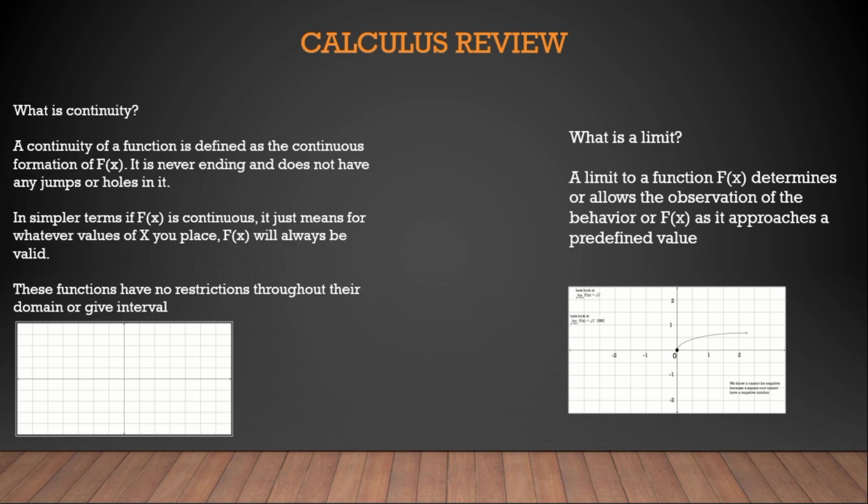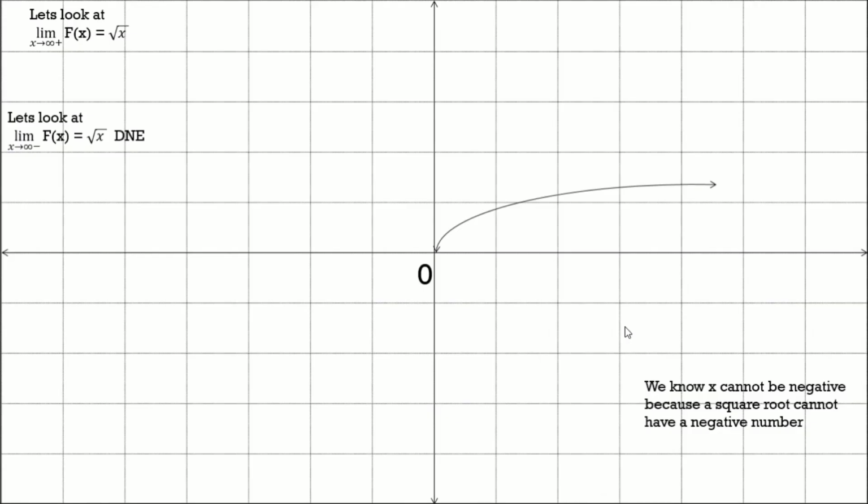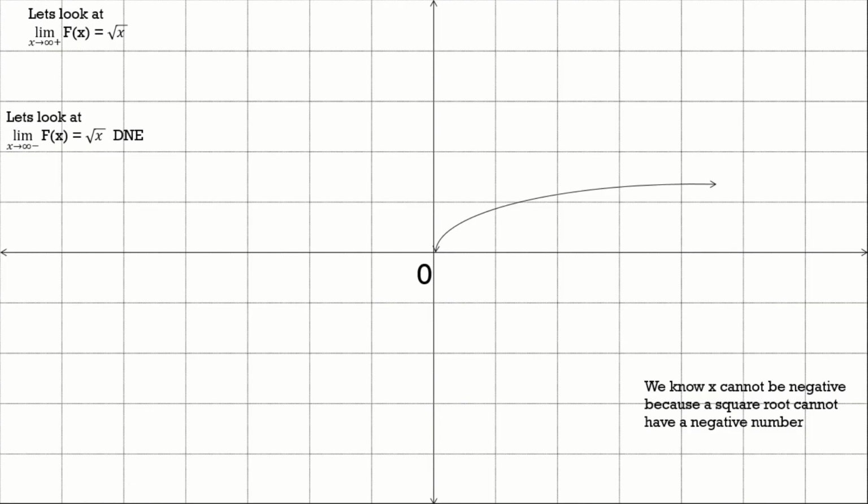The concept behind the limit is to be able to see or to observe the function as we approach a certain value. Let me give you a visual representation. So we have this type of graph, right? And then let's look at f of x is equal to the square root of x, right? So we know that we cannot have a negative value in x because it will give us an imaginary number.